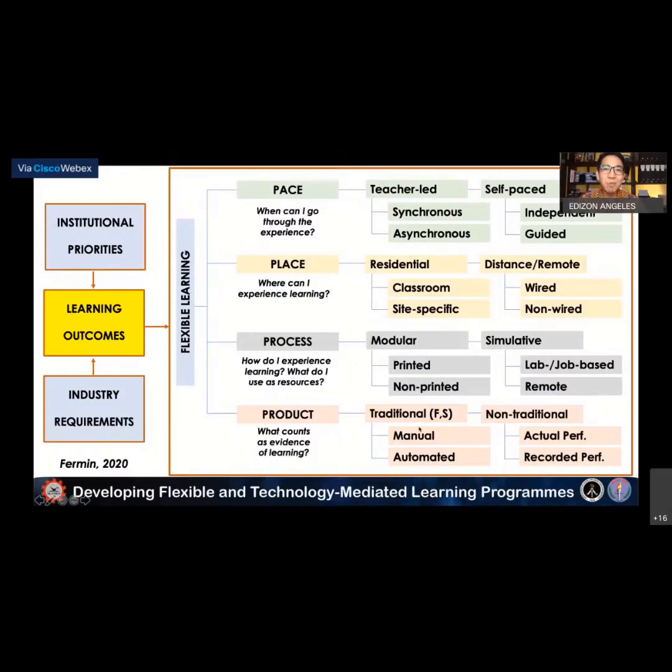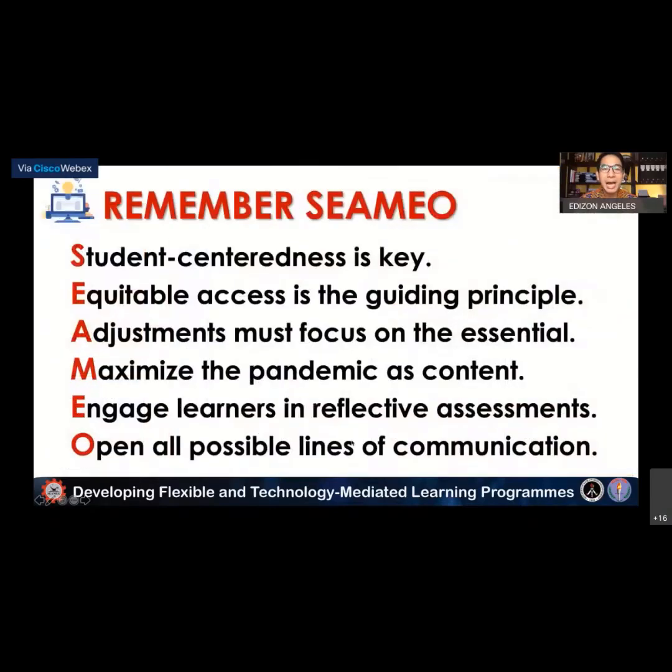In the search of some way for you to remember my inputs today, coming from my personal, professional, and institutional experience, I have thought about the word SEAMEO. And I hope that the SEAMEO Secretariat will be able to approve this acronym of some sort. I have six things that I would want to share with the rest of the people in this school to make flexible learning happen. And I will discuss each of them in a little while.